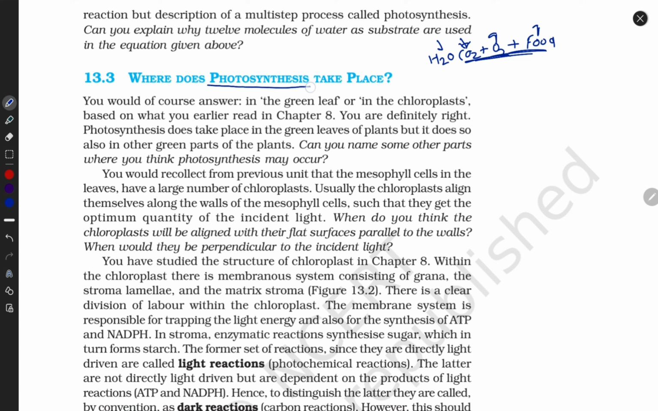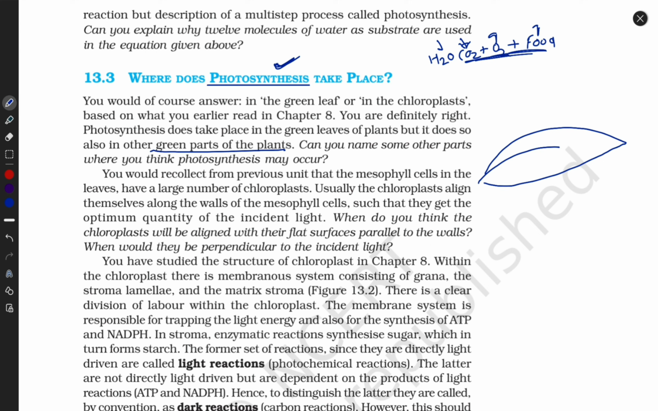Now another thing is, where does photosynthesis take place? Where does this process happen? In the leaf part. In the leaf part, this phenomenon occurs. The green parts of the plant, what do they do? They do photosynthesis.